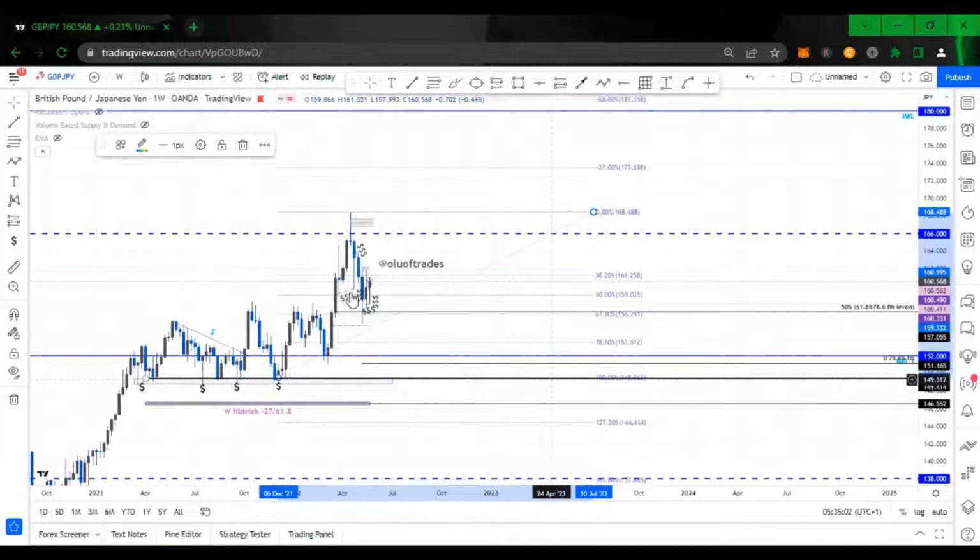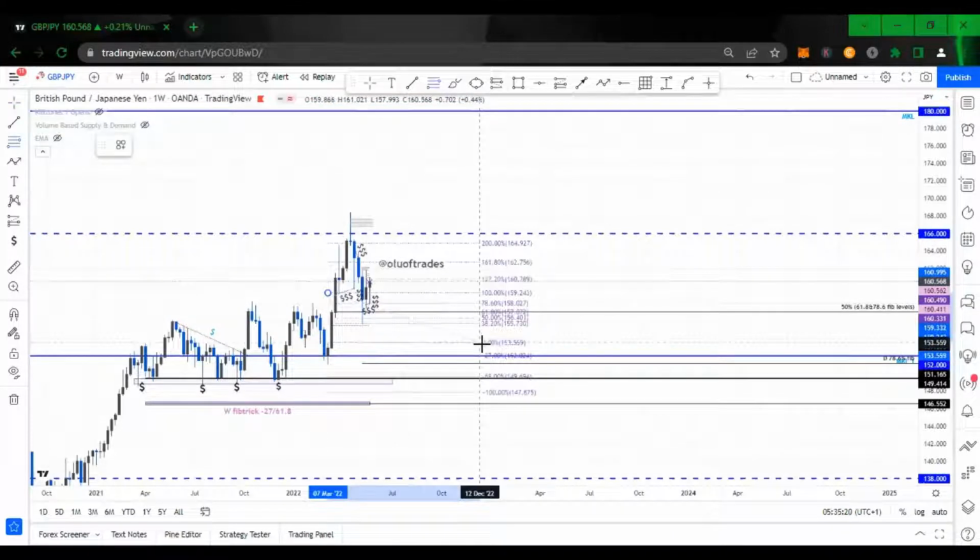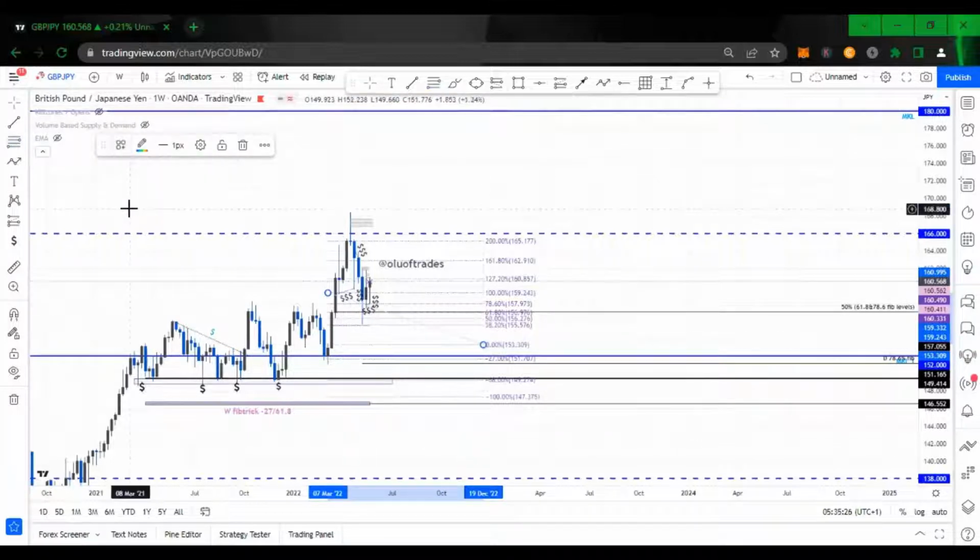From this key level here to the top, I got my 61.8 fib level, and that is where I have my 61.8 right there. Okay, that's one. That 50% is imbalance. It's not a fib level, it's imbalance. It's the imbalance in between the spots.